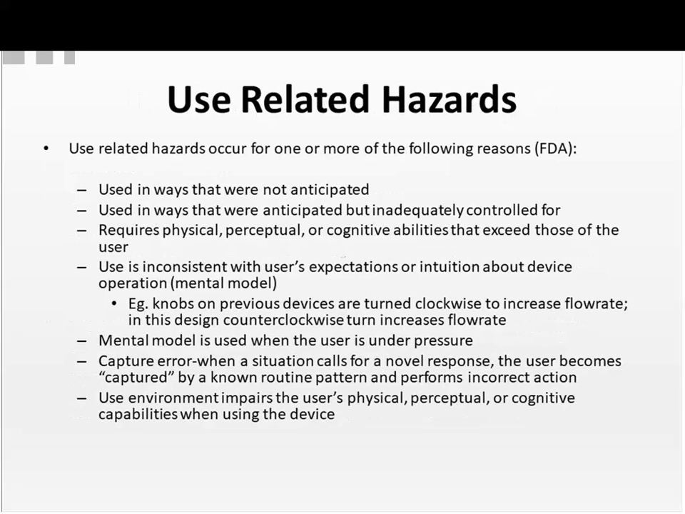So use-related hazards occur for one or more of the following reasons. This is a list from the FDA. It's used in ways that were not anticipated. You didn't expect the user would do a certain action. Used in ways that were anticipated but inadequately controlled for.